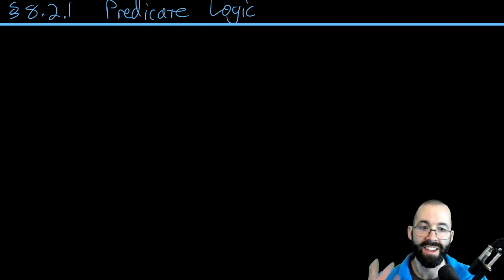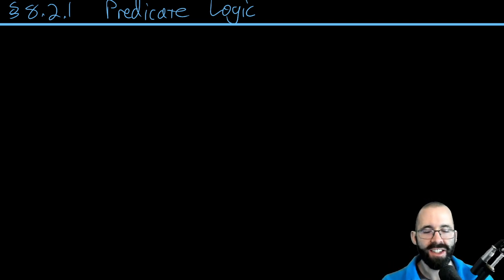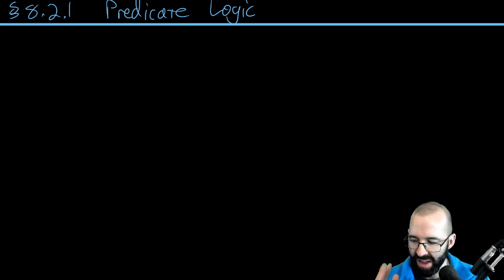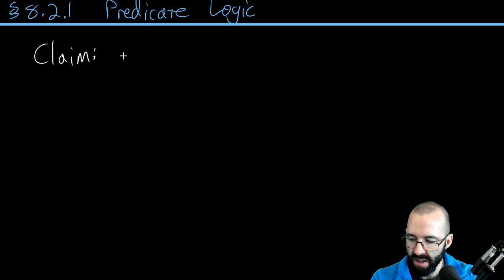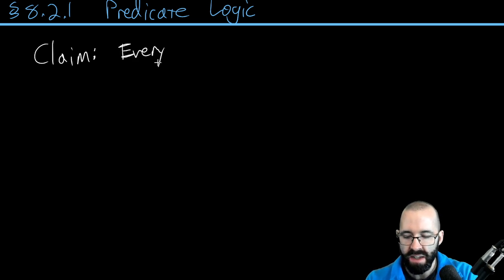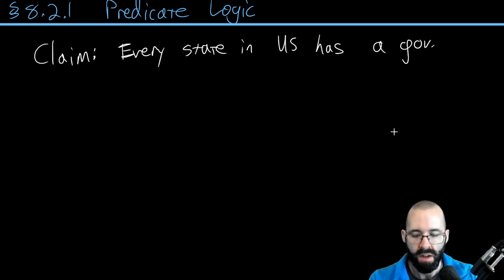Welcome to predicate logic. So we started this chapter by talking about propositional logic, and now we're going to get into predicate logic. Now, propositional logic, I said, was the simpler and more limiting thing. So if I wanted to look at this claim in propositional logic, and let's say this claim is that every state in the US has a governor. Well, to examine that claim, we really have to look at 50 different claims, right? We have to look at 50 different propositions.